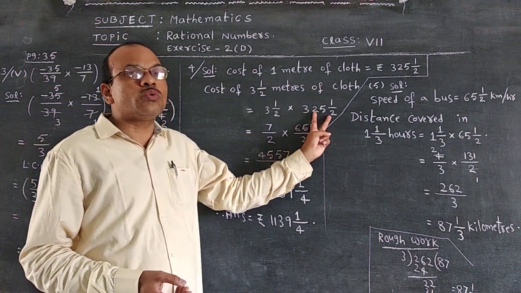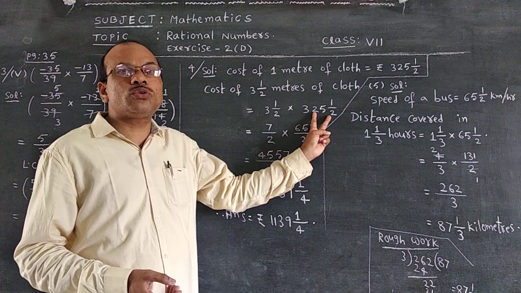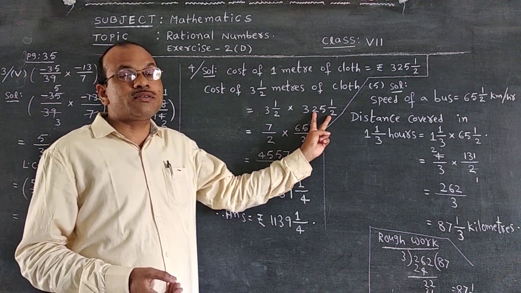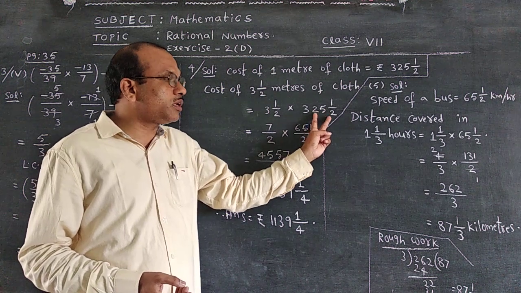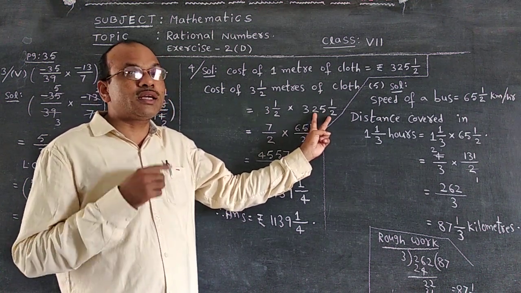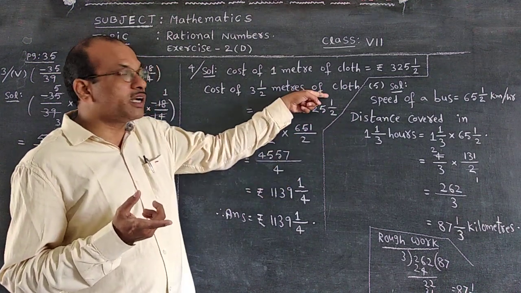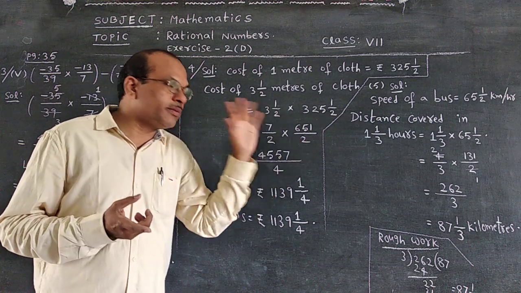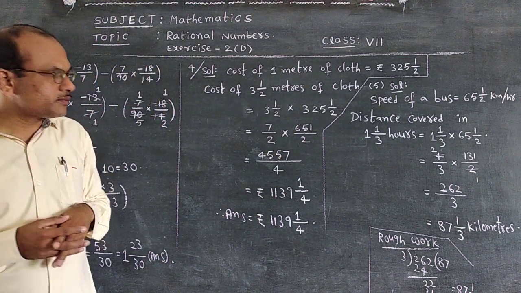325 into 2, 650. What is the product? 325 into 2 gives you 650. 650 should add with 1 now. Then 651 by the denominator 2 as it is.